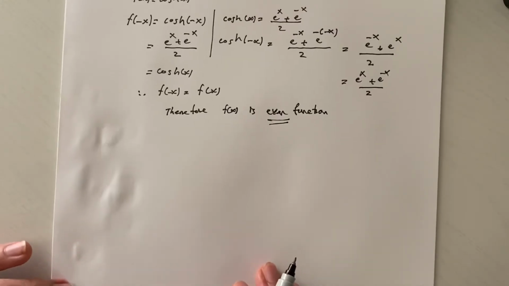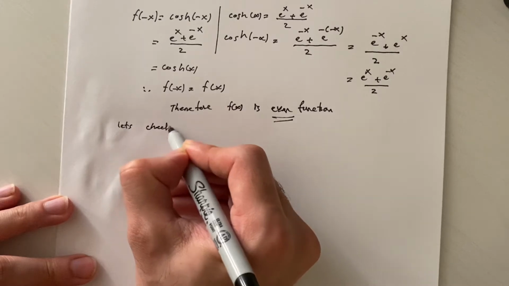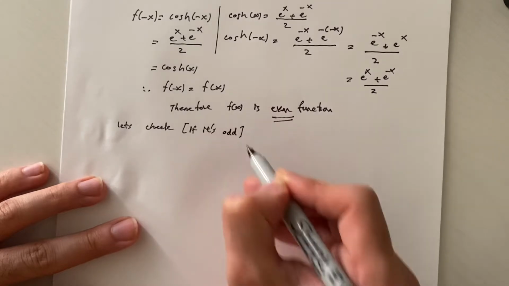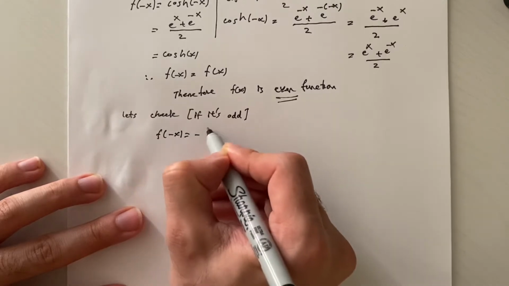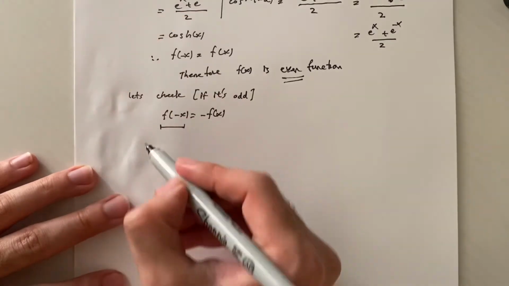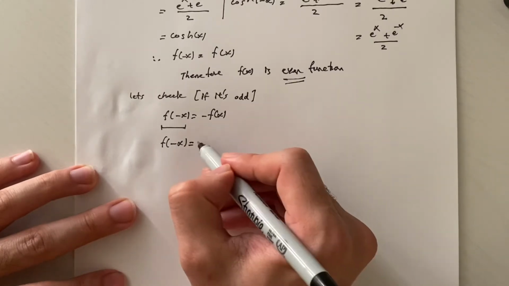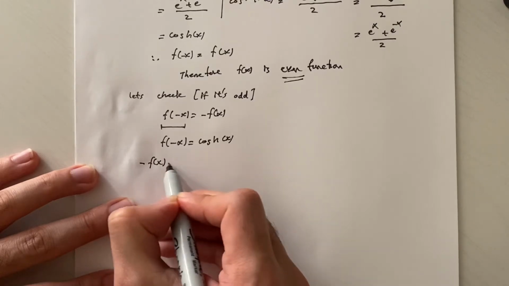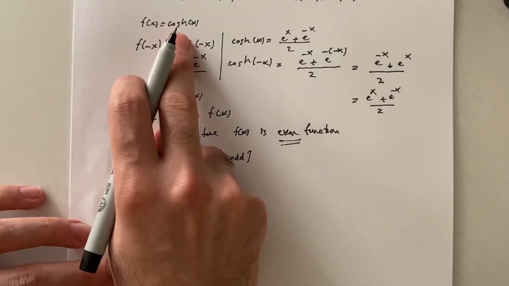Now let's assume we did not choose to try if it's an even function first. Let's assume we try if it's an odd function first. Let's see what's going to happen here. This is the definition of an odd function. This term, f of negative x, we already found, so it's going to be the same. It's going to be cosh of x. And then we need to find negative f of x. Negative f of x is just negative cosh of x.